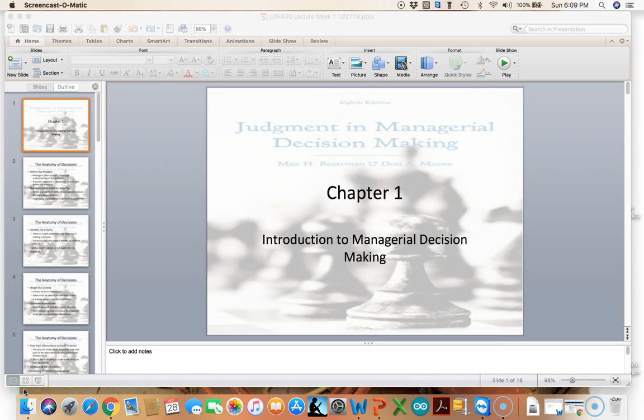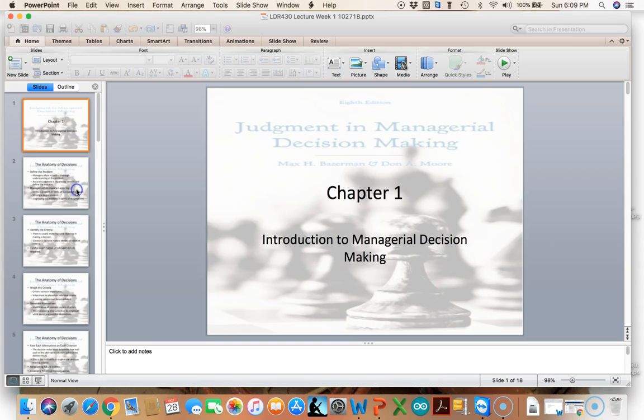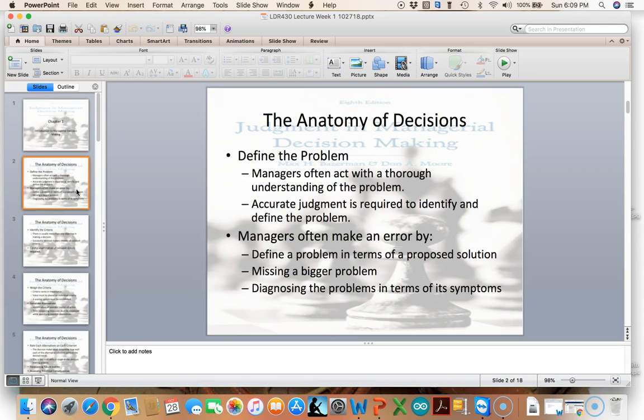Now we're going to go over the text for Week 1 reading, and that's going to be Judgment in Managerial Decision Making by Bazerman and Moore. This is Chapter 1, Introduction to Managerial Decision Making. Now in Chapter 1 they talk about the anatomy of a decision.